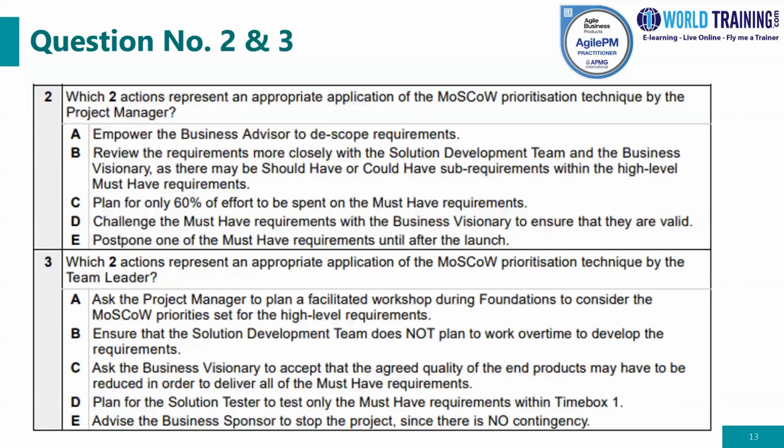Moving on to the second question. Which 2 actions represent an appropriate application of the MoSCoW prioritization technique by the project manager? The correct answers for the second one are C and D. Those are the right answers. They represent appropriate application. The third one, which 2 actions represent an appropriate application of the MoSCoW prioritization technique by the team leader? The correct answers for this one would be A and B.